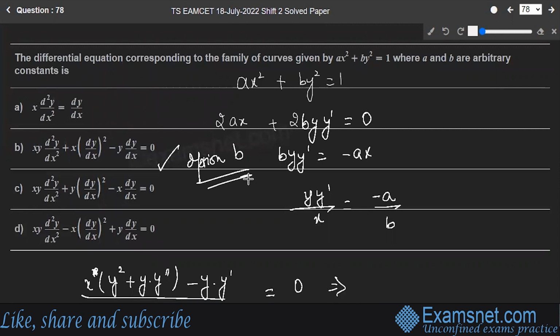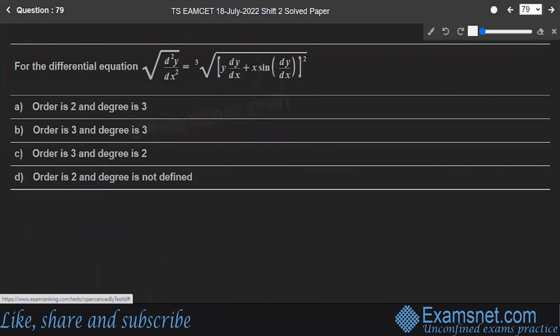Hope you got that. Let's move to the next question then. Question number 79. For the differential equation, this order is 2 and degree is 3. Like, what is the order and degree basically for this question?